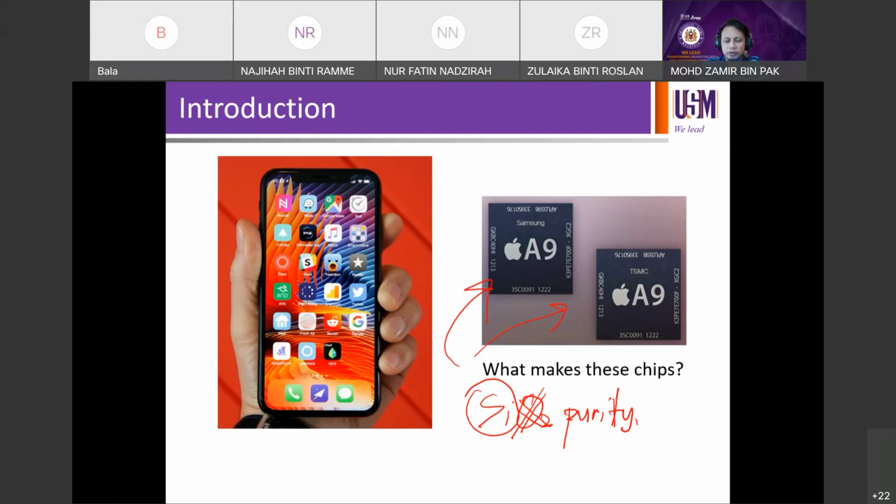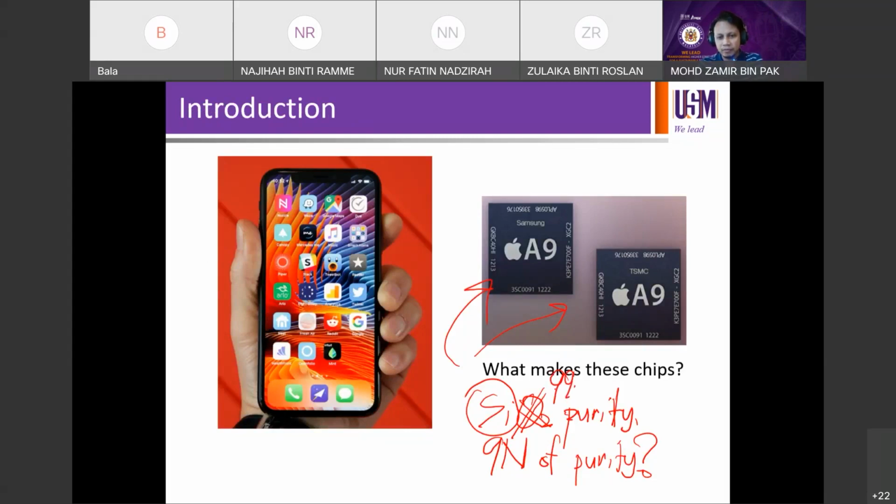Okay, 9N of purity. Does anyone know what is 9N? Any ideas? 9N of purity, what does this mean? If anyone knows? Apa maksud 9N? Oh, sorry. So 9N here means the silicon has to be purified up to the level when the purity is equal to 9 times of 9. 9 times of number 9.